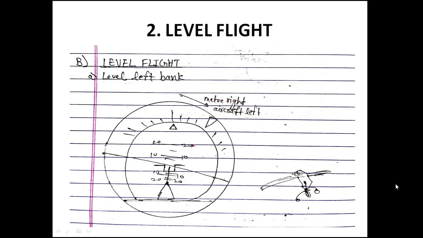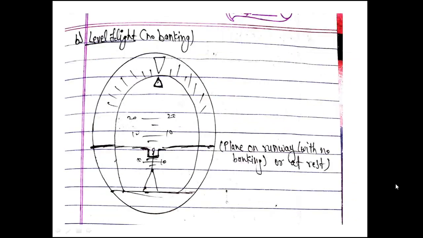So the aircraft is turning left and the meter is turning right, it is level left bank. Now level flight without any banking, this is level flight without any banking. This indicates the plane is either on the runway with no banking, or it is at rest, or it is flying parallel to the ground. So this is called level flight.